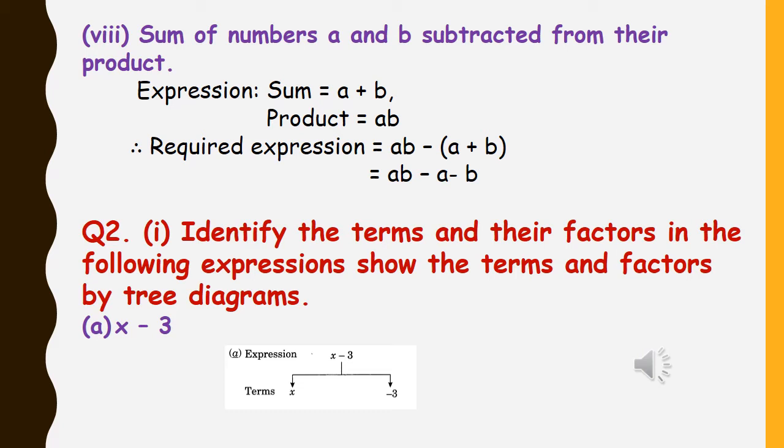The algebraic expression is x minus 3. We are dividing it into terms. It has two terms. One is x and the second term is minus 3. So we are breaking it into two branches of a tree.